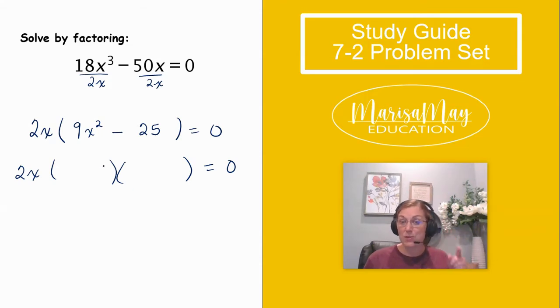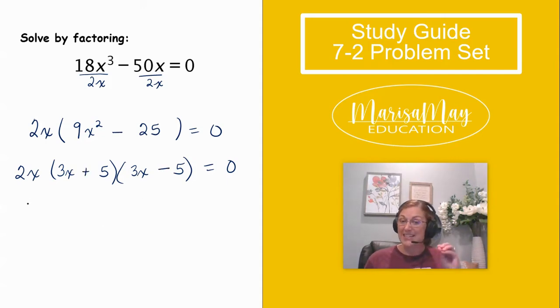So think of the square root of 9x squared. That would be 3x. So I put it at the beginning of each of the parentheses. And the square root of 25 is 5. I put that at the end of each of the parentheses. And now I'll have a plus in one parentheses, a minus in the other.